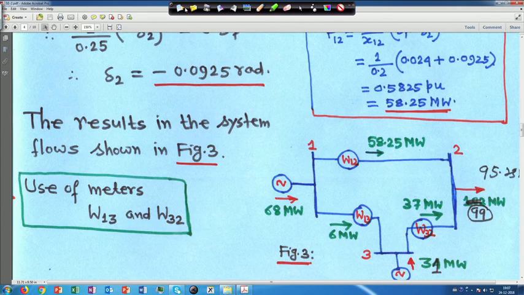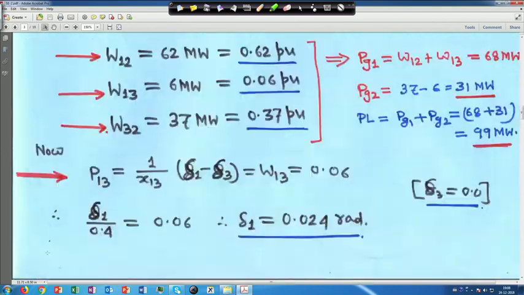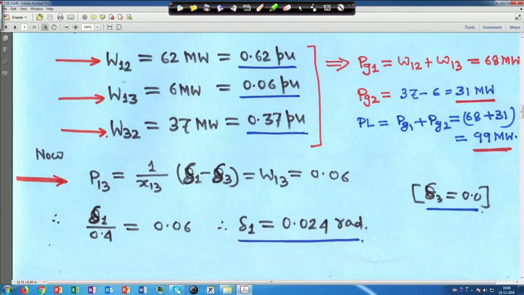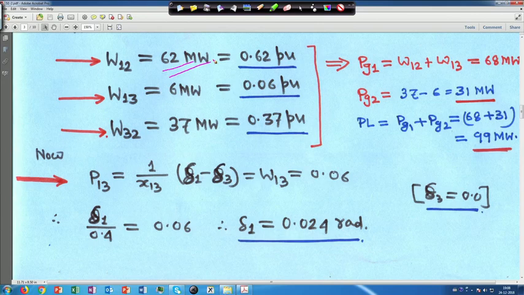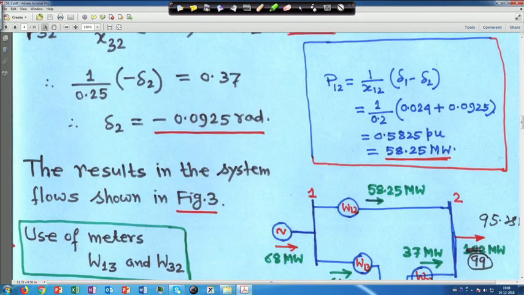But if you take that reading we actually took, the watt meter placed in line 1 2 was 62 megawatt, right. But actually we are not getting that using those 2 data. What we are getting is 58.25 megawatt, right.